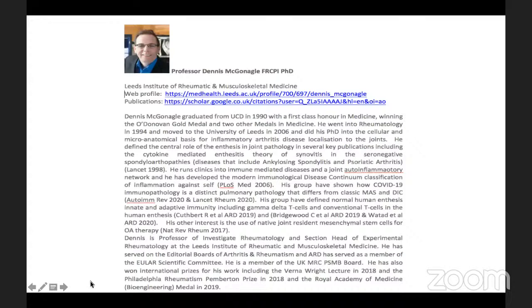His group has defined normal human enthesis in innate and adaptive immunity, including gamma delta T cells and conventional T cells in human enthesis. Dennis is section head of experimental rheumatology at Leeds Institute of Rheumatology and Musculoskeletal Diseases. He has served on the editorial boards of Arthritis and Rheumatism and Annals of Rheumatic Diseases, and has served as a member of the Scientific Committee of the European League Against Rheumatism, and is co-chair of the EULAR task force, and has so many more international prizes that he has won. So over to you, Dennis.